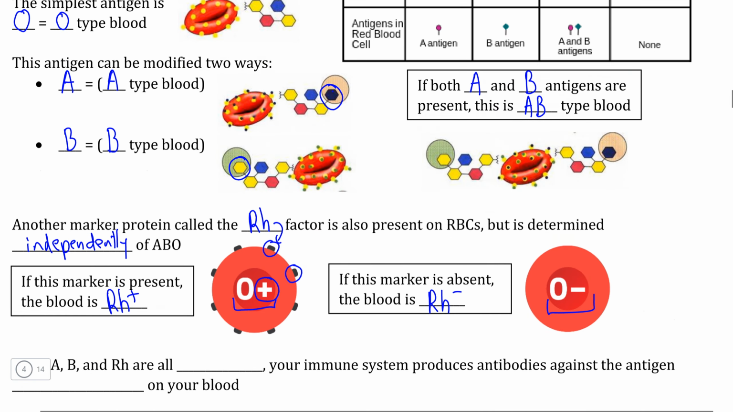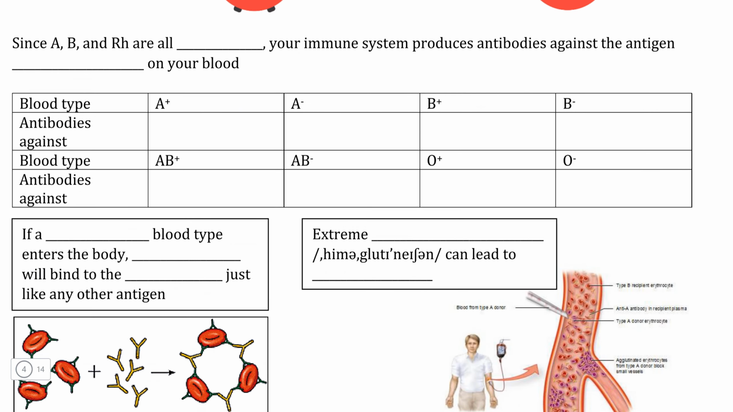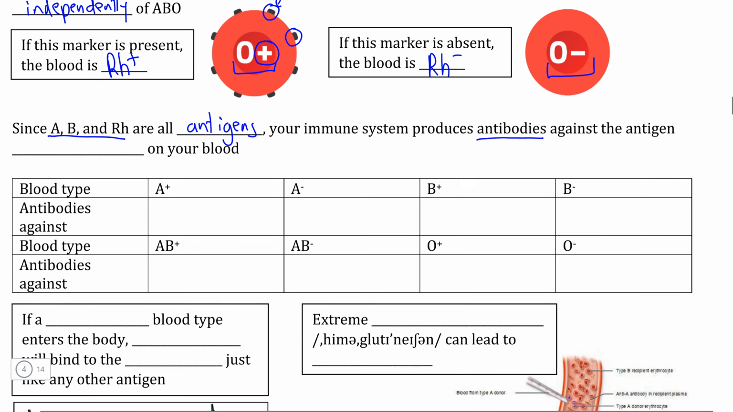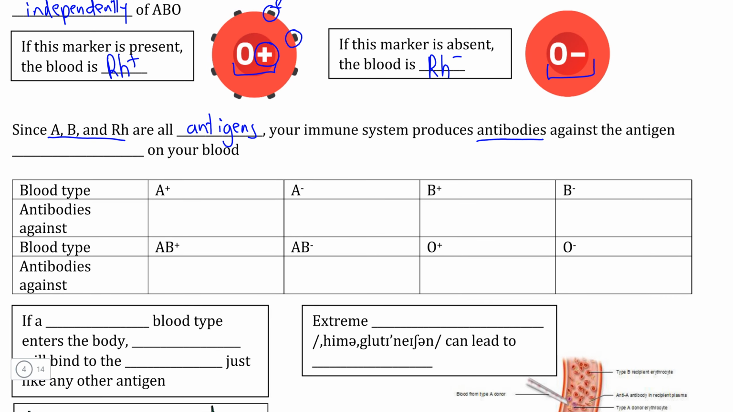And the way that your immune system deals with this is it recognizes that A, B, O, and Rh are all examples of antigens, which means that your B cells will produce antibodies that can target these antigens. Now, the way to determine what kind of antibodies your B cells will produce is to look for all of the antigens that are not found in your blood. And this is probably easiest if we take a look at the blood types individually.